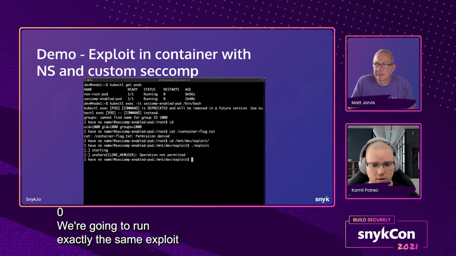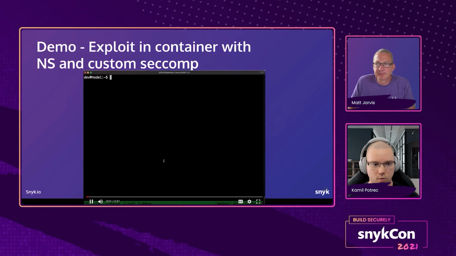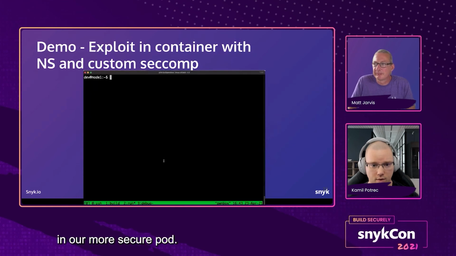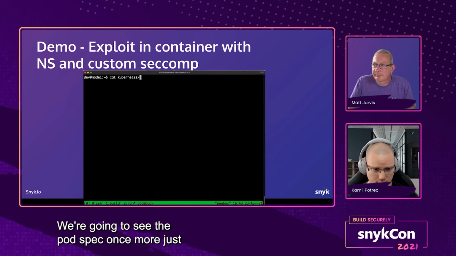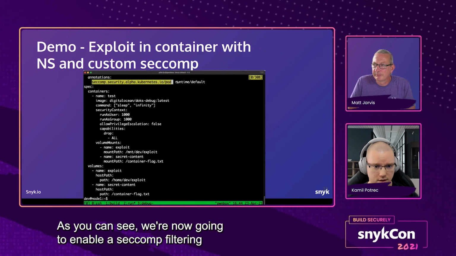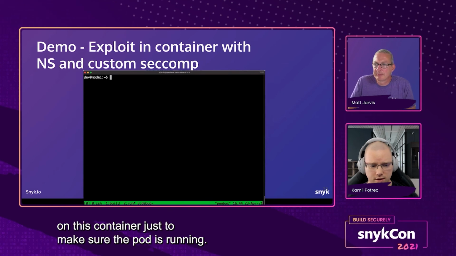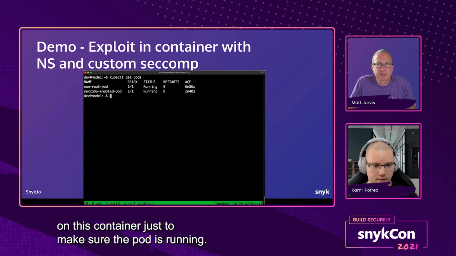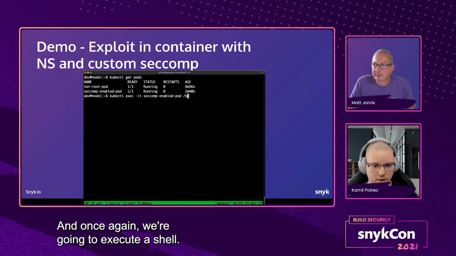What are we going to do? We're going to run exactly the same exploit in our more secure pod. We're going to see the pod spec once more, just to make sure we have the correct annotation set. As you can see, we're now going to enable Seccomp filtering on this container. Just to make sure the pod is running. Once again, we're going to execute a shell.